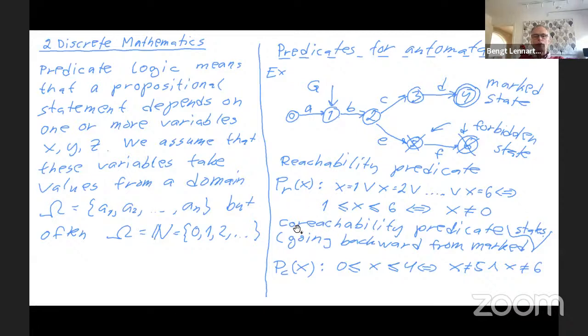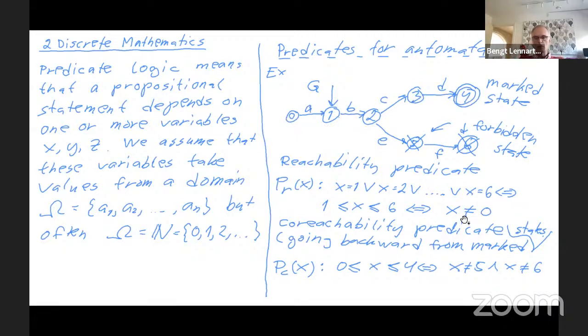Great. Then backward reachability is also called co-reachability. And in that case, we are going backward from the marked states. And in this case, we only have one marked state. So now we formulate the co-reachability predicate. Then we start from state 4, we go backward to state 3, backward to state 2, backward to state 1, and also backward to state 0. So here we see that all states from 1 to 4, they are co-reachable.